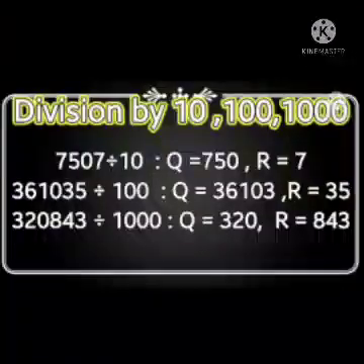When we divide by 10, the ones place of the dividend will be the remainder. Remaining digits are the quotient. When we divide by 100, the ones and tens places of the dividend will be the remainder. Remaining digits are the quotient. When we divide by 1000, the ones, tens and hundreds places will be the remainder. Remaining digits are the quotient.